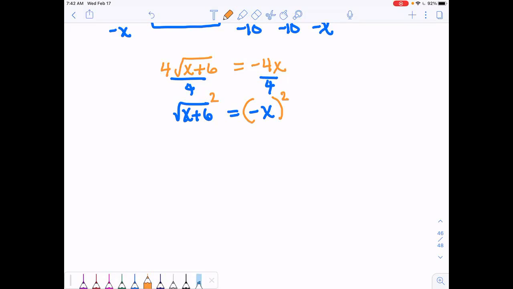So you have to do this process twice because there are two radicals in the equation. So you have to isolate it twice. You have to square both sides twice because of the two radicals in the equation. When you square the left side, the radical and the root cancel, and we are left with x plus 6.